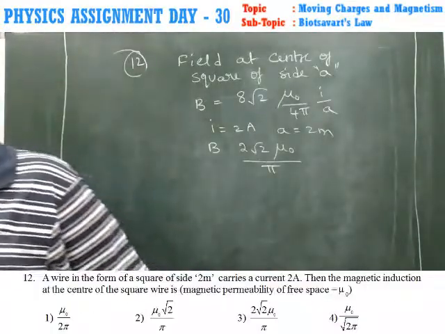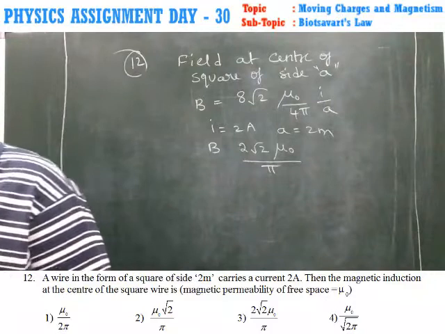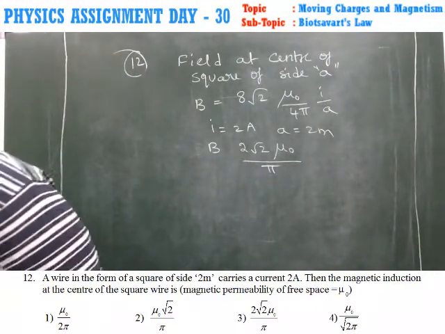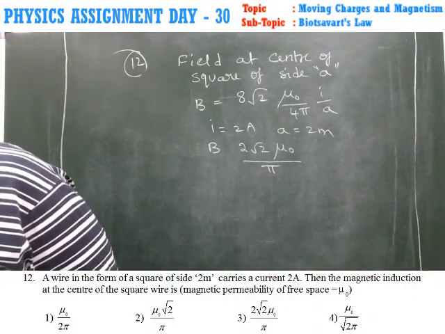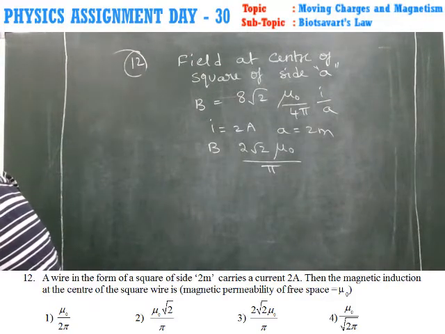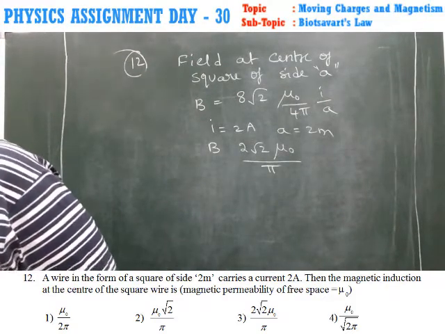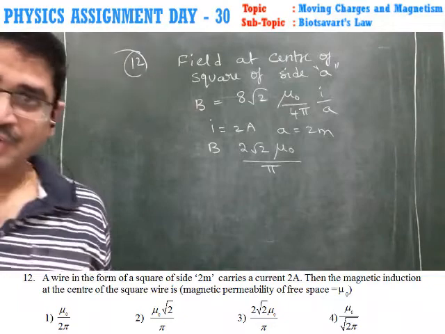Root 2 BH. Students, in 12th question, a wire in the form of a square of side 2 meters carries a current of 2 amperes. Then the magnetic induction at the center of the square wire is, he said magnetic permeability of free space is mu naught.